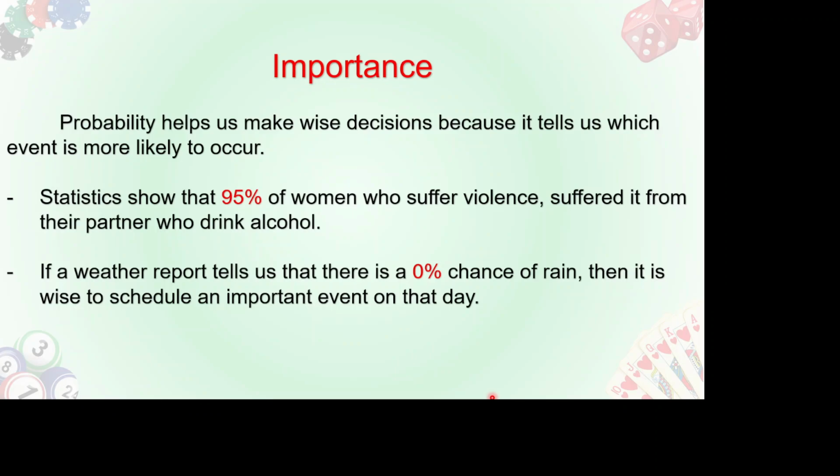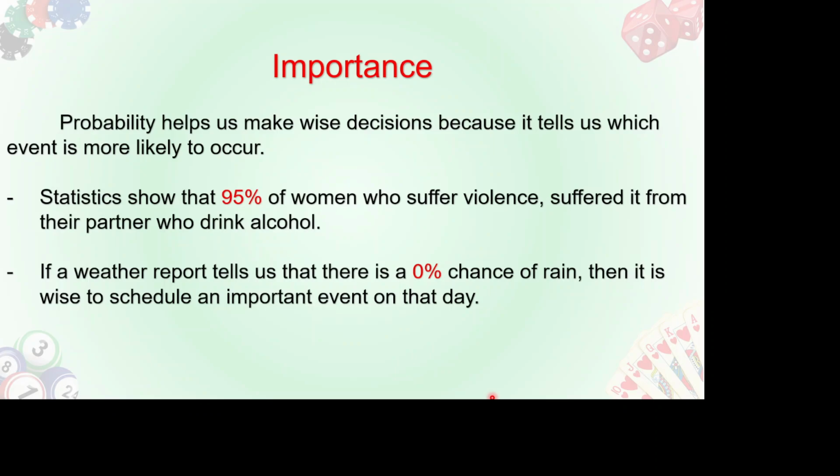It plays vital roles in making good decisions. Also, statistics show that 95% of women who suffer violence suffered it from their partner who drinks alcohol. So I'm not stereotyping. There are people who drink alcohol, but they do not harm their spouse. And there are also people who do not drink alcohol and yet they violate their spouses.